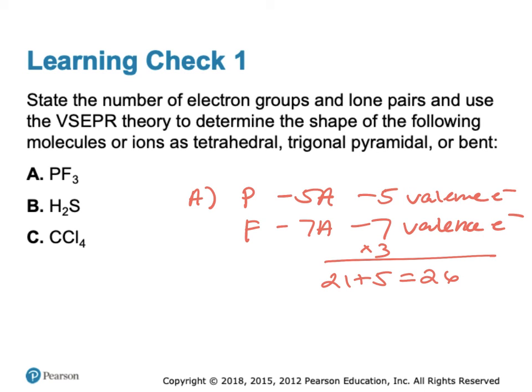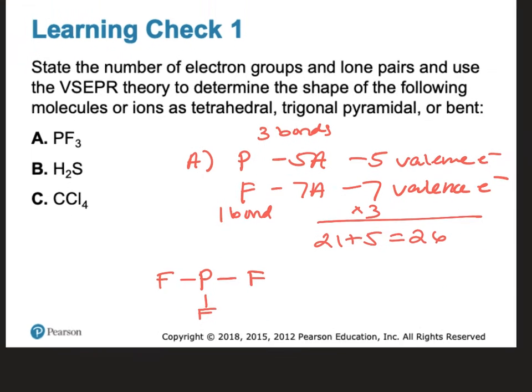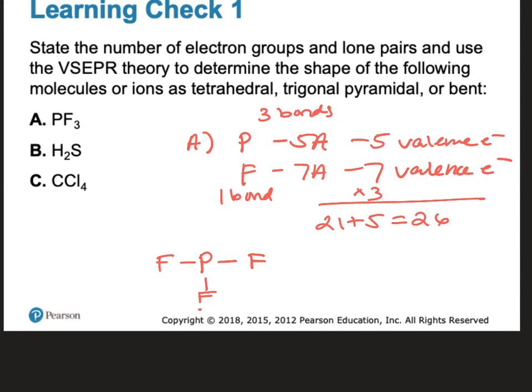Phosphorus is found in group 5A. There are 5 valence electrons. Phosphorus is going to want to form 3 bonds. Then we have fluorine, which is found in group 7A. It has 7 valence electrons. It only needs 1 more to make an octet, so fluorine is only going to form 1 bond. So your phosphorus is going to be your central atom. Okay, and we're going to need a total of 26 valence electrons. So let's put our lone pairs in.